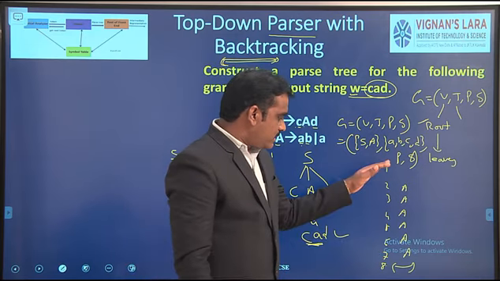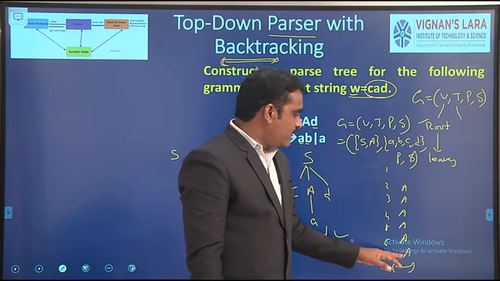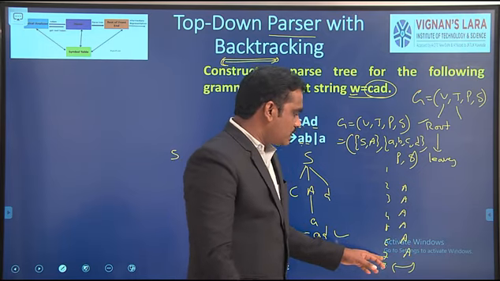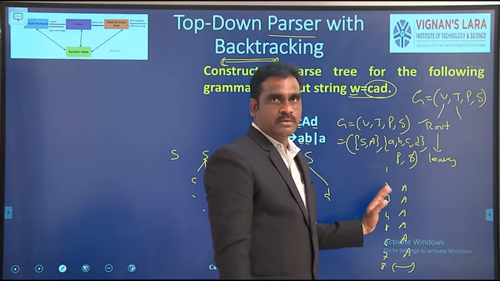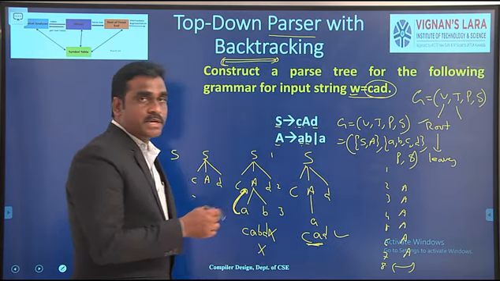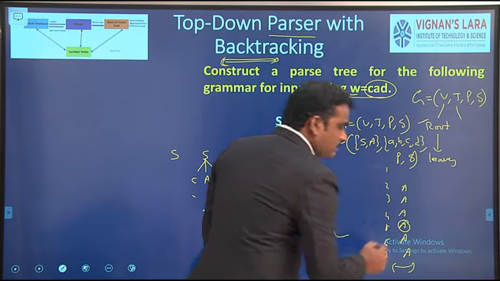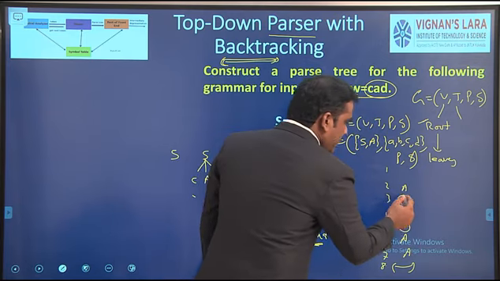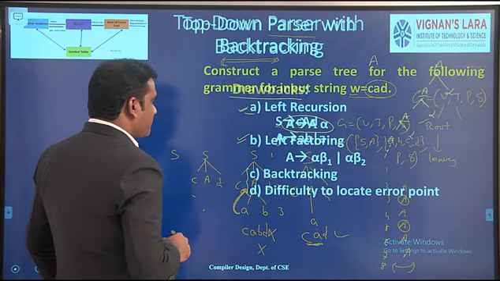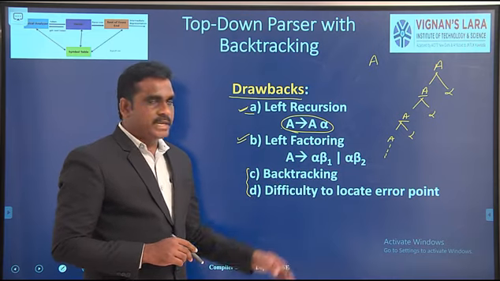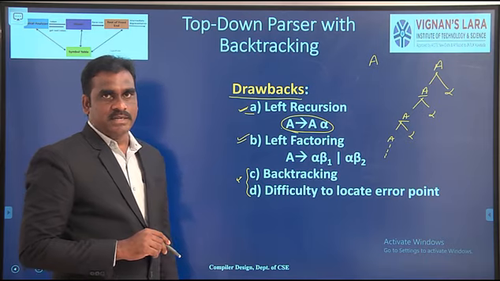So we have 7 lines, and in each and every line some non-terminal is there. We don't know where to move: 7th line, 6th line, 5th line, 4th line, 3rd line, 2nd line. We don't know exactly. At the same time, it is difficult to locate the error point. The error may occur in the 5th line or in the 3rd line. We don't know the exact point. So these two, backtracking and difficulty to locate the error point, are drawbacks with backtracking.